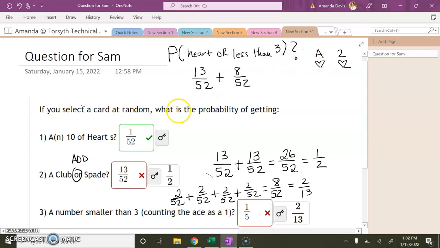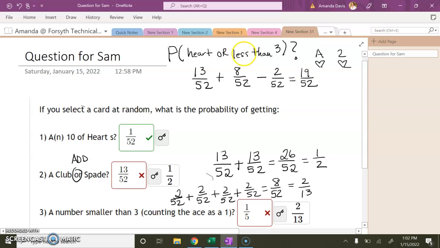What we have to do when we have overlap like this, so you can have hearts that are less than 3. In that last example, you couldn't have a club and a spade at the same time. So now we want to subtract off those 2 that we counted twice. So in this case, 13 plus 8 gives me 21, minus 2 would give me 19 over 52. So you have to be a little bit careful.